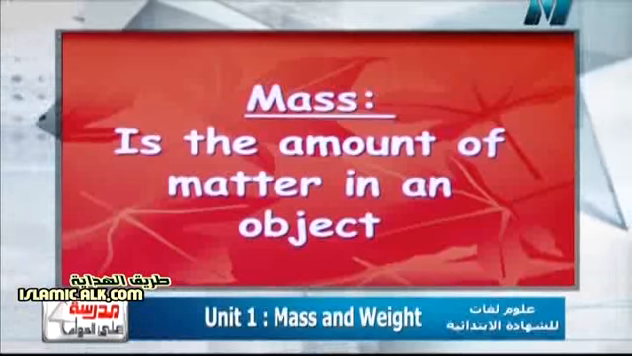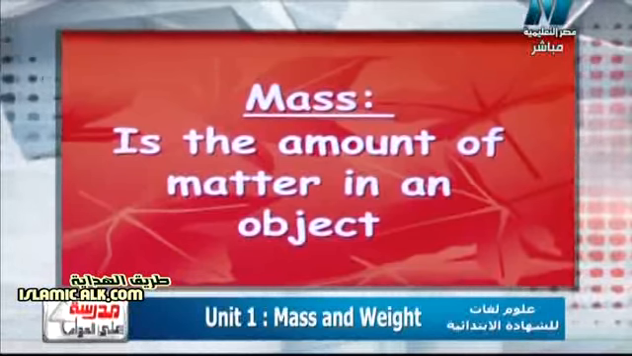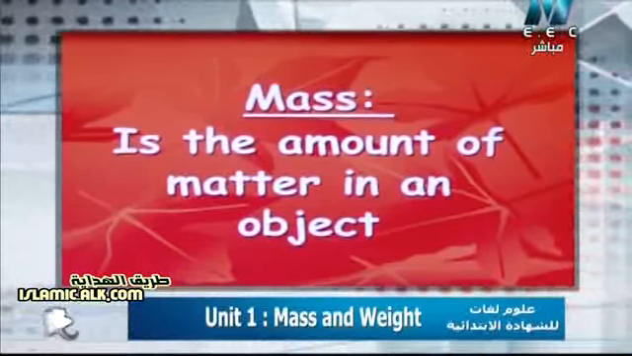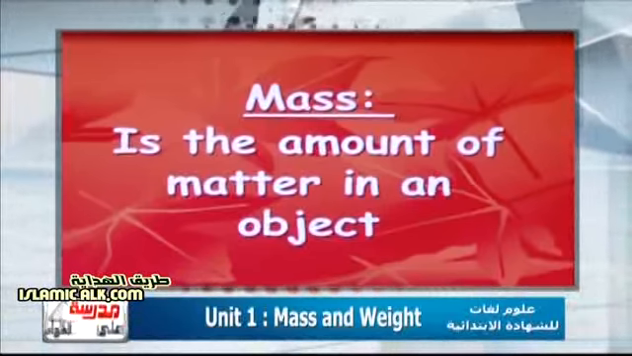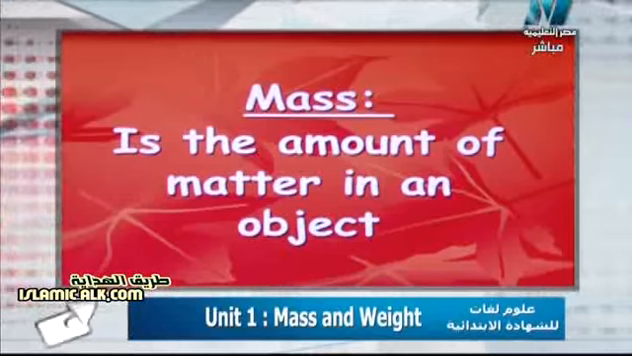So let's start with the difference between mass and weight with number 1, mass. What is mass? And after that we talk about what weight is, and we know the difference between the two. We'll start with mass. We have studied that the mass is the amount of matter in an object. Again, mass is the amount of matter in an object.